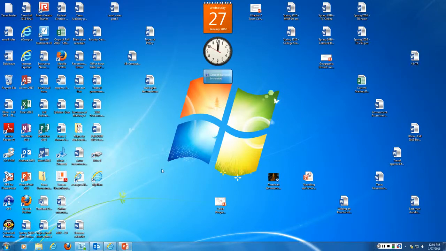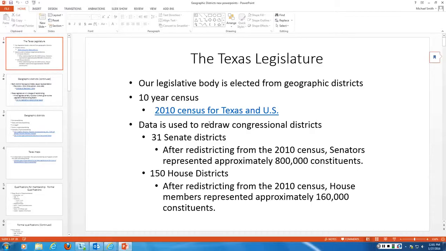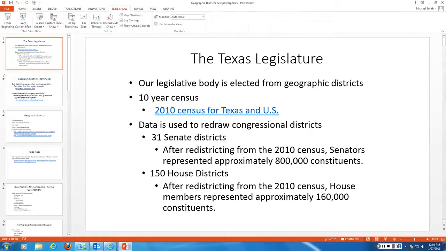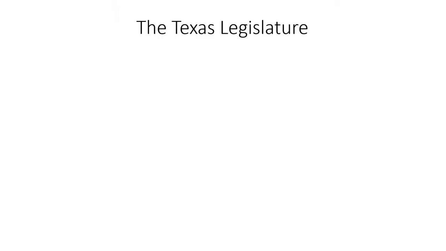This week we're going to start discussing the Texas Legislature. The Legislature is important because this is the body that creates laws. They oversee a number of the processes that operate our government, that operate our state government. A couple of things you need to know.